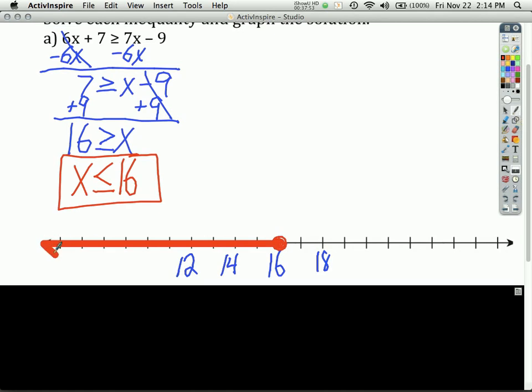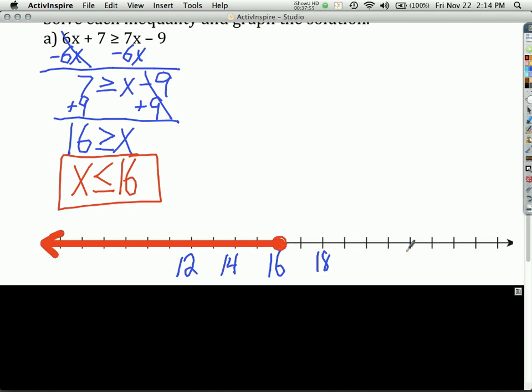Does anyone have any questions on how we did this higher level inequality? Yes. So if you didn't flip it with the arrows, so we're going the same way? Yep. This is the graph for this and this because these two are equivalent. This is just a better way of writing it.